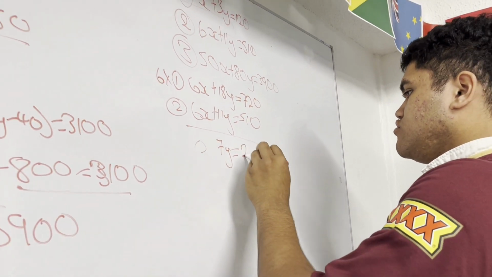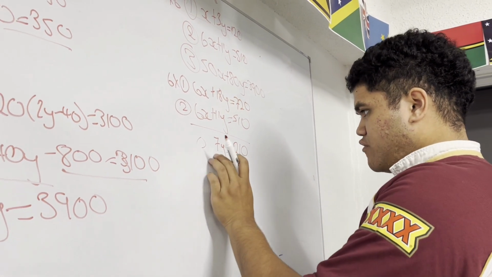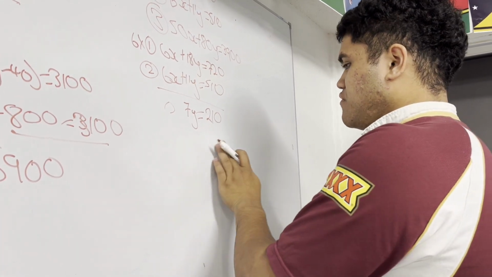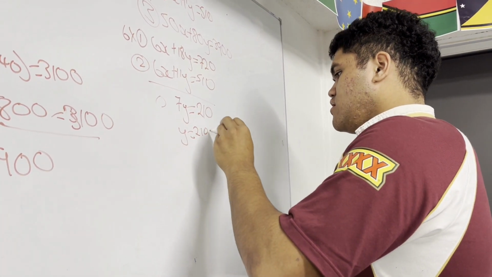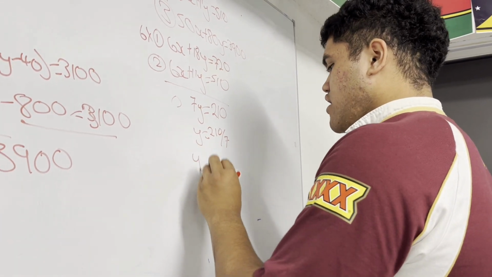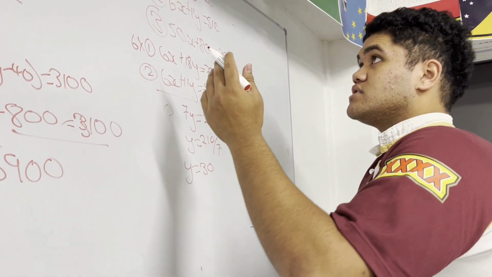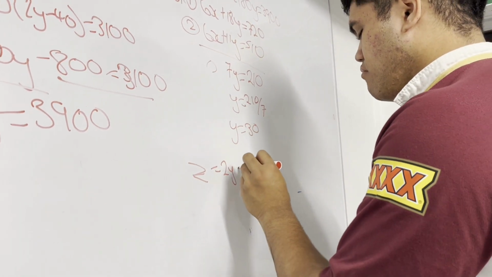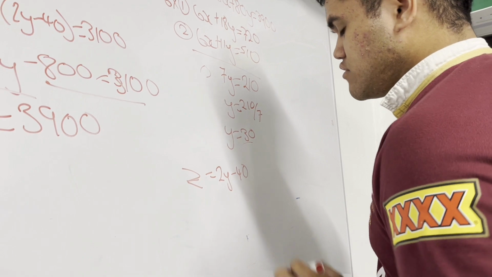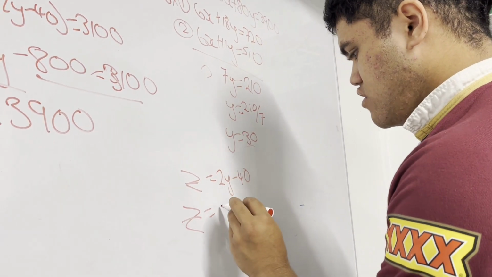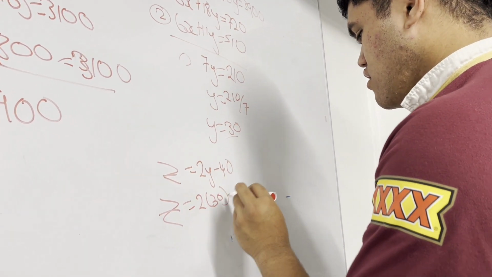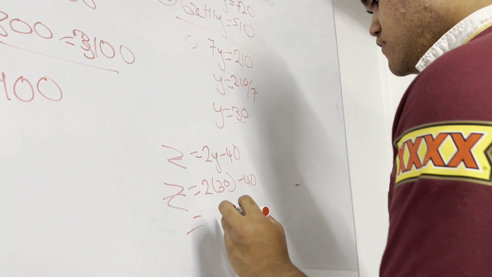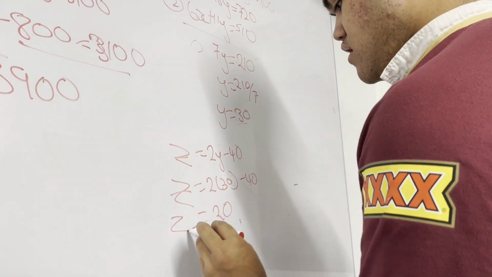Which equals 210. And then we want to get rid of the 7, so 7 is times y. In order to get rid of the 7, we're going to divide. So when we move the 7, y equals 210 divided by 7, therefore giving us y equals 30. Now because z was not really finished, we had z equals 2y minus 40. Now that we have y, we can substitute that in: z equals 2 times 30 minus 40. 2 times 30 equals 60, minus 40 gives us 20. So z therefore equals 20.